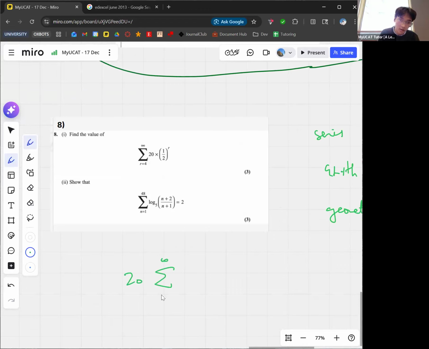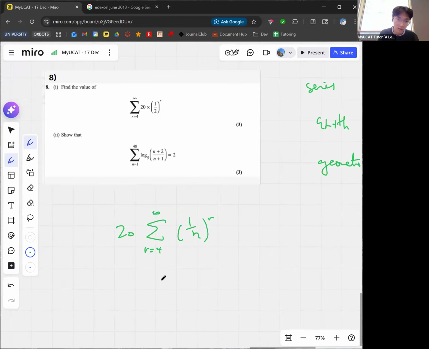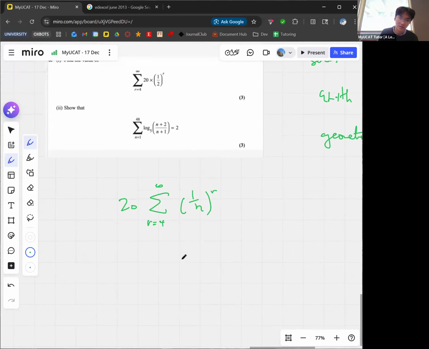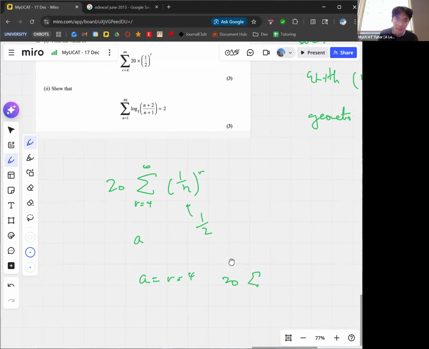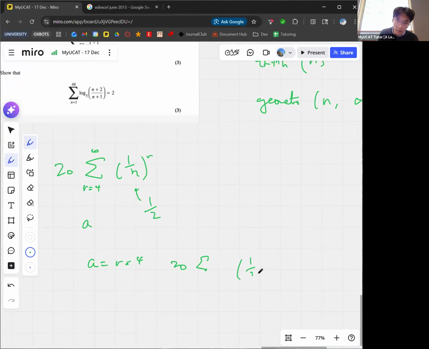The sum to infinity of 20 times a half to the power of r, going from r equals 4 to infinity. Well, you want to start with the first value. So you want to work out what a is, and you want to work out the common ratio, and the ratio would be half. So a is going to be when r equals 4, which is 20 times a half to the power of 4, which is 1 over 2, 4, 8, 16. So 20 over 16, which is going to be 5/4. And that's my a.